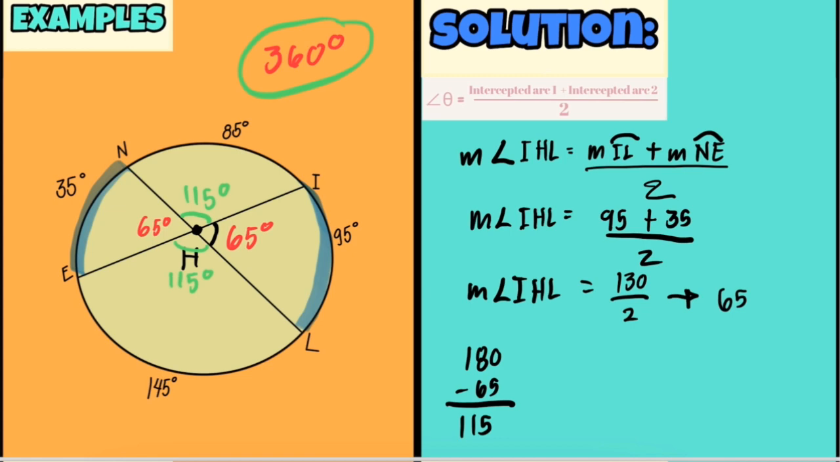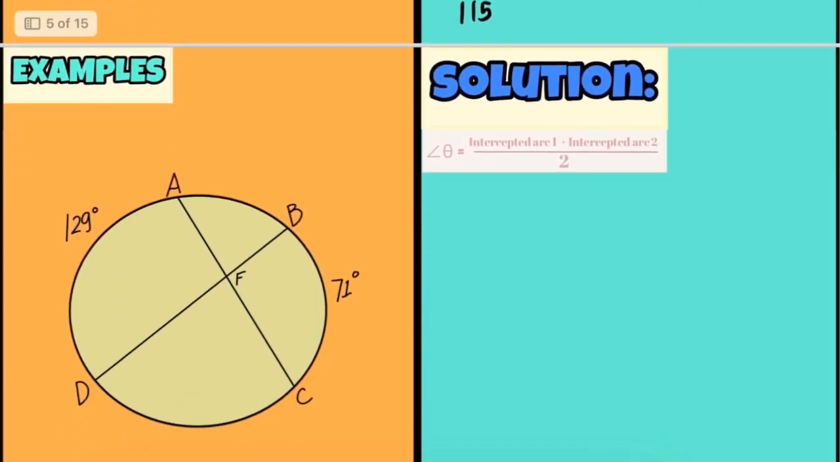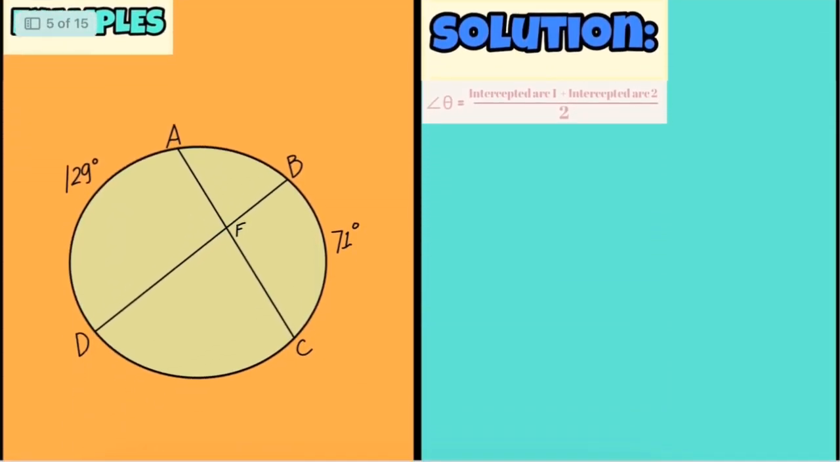Okay, let's proceed with another example. Now in this example, we have here 71 degrees and 129 degrees. And again, we're looking for the measurement of this angle formed in BFC, or it could be AFD. Either way, it's going to be the same measurement.